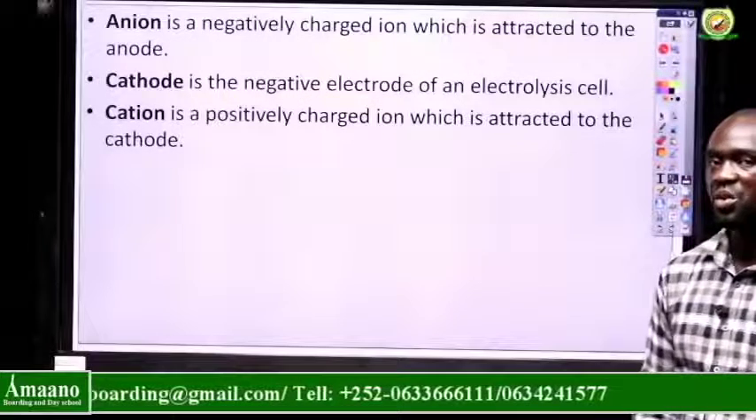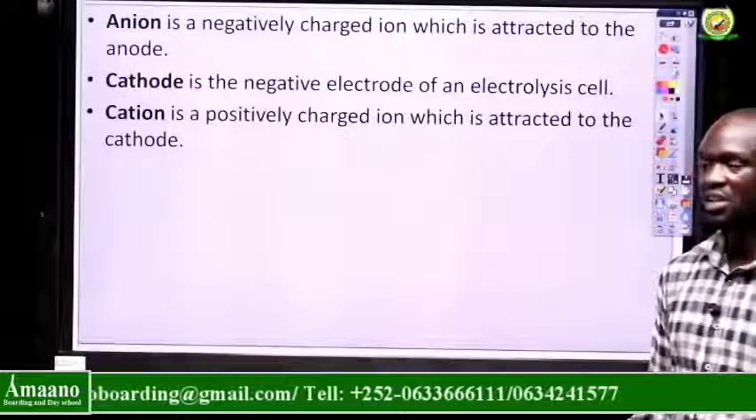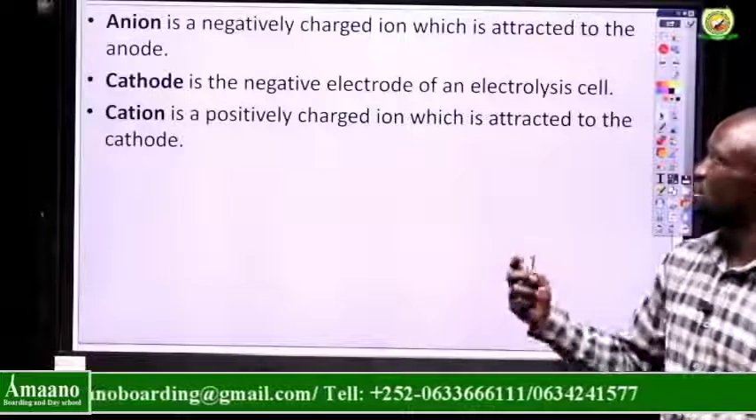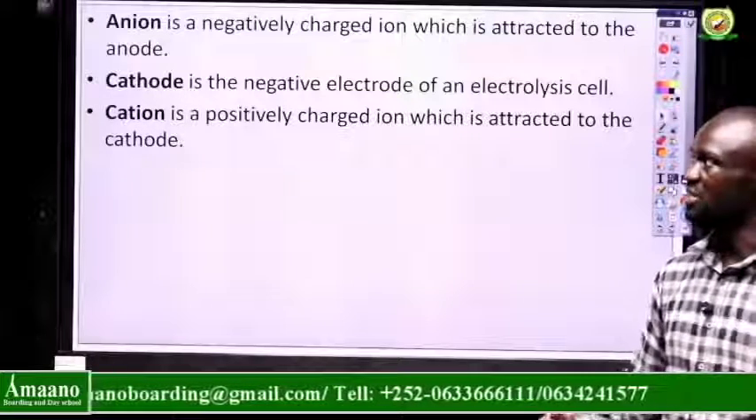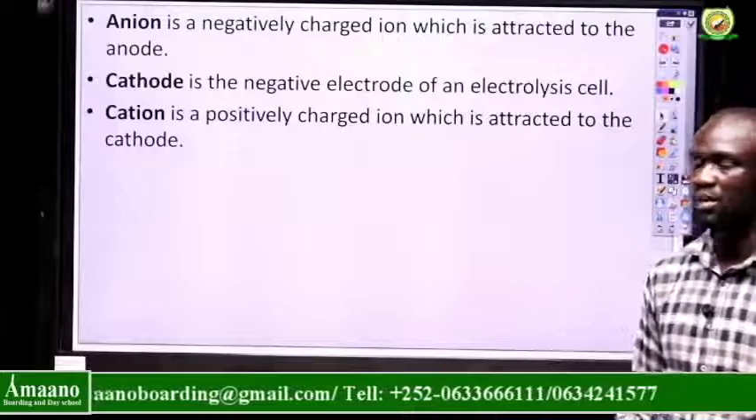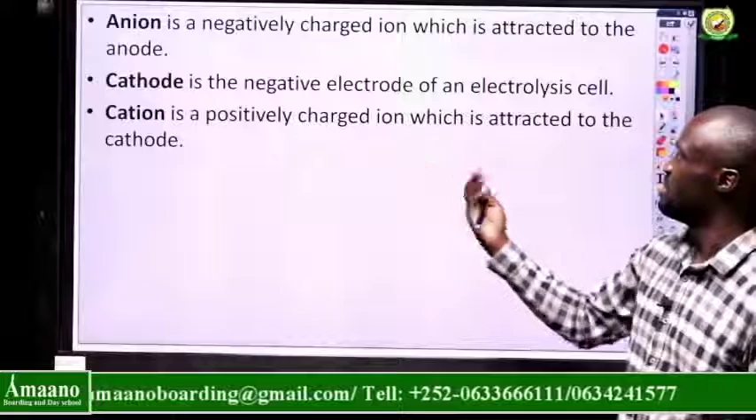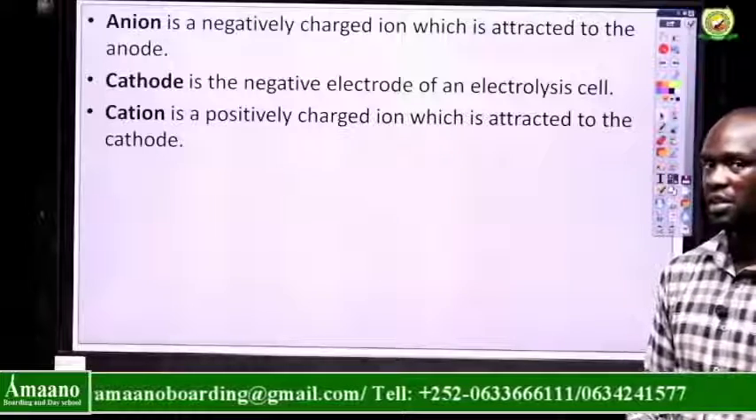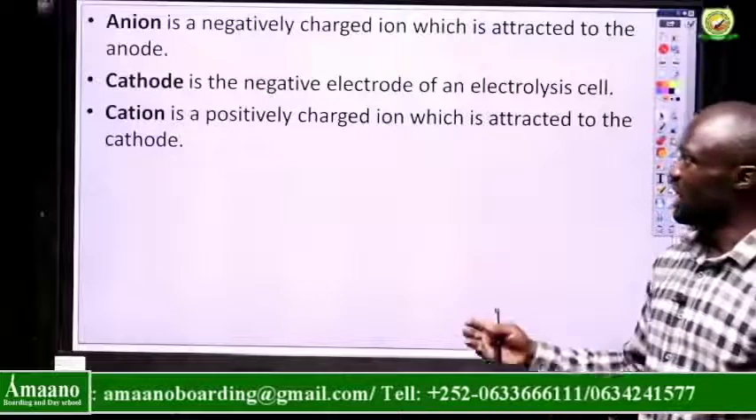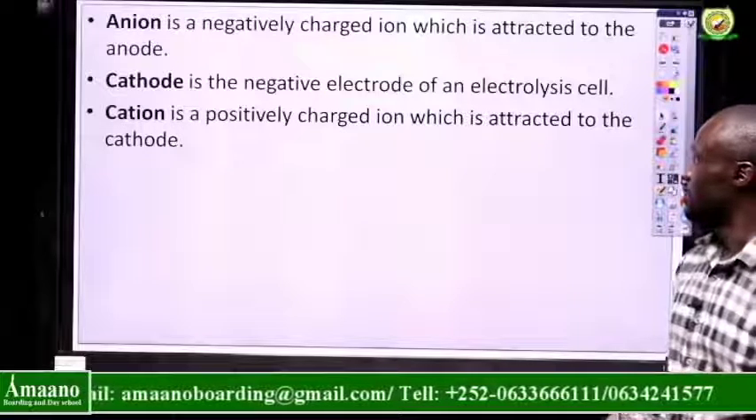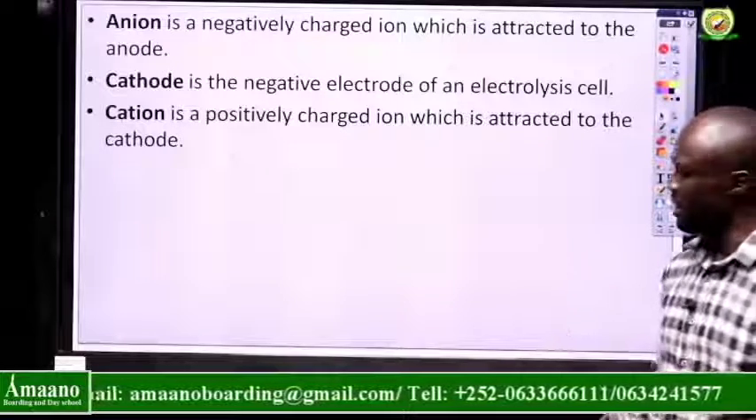Then we have what we call the anion, which is a negatively charged ion, which is always attracted to the anode. You know that negative ions always move to the positive terminal. Then the cathode is the negative electrode of an electrolytic cell. And then the cations are the positively charged ions, which are attracted to the cathode.